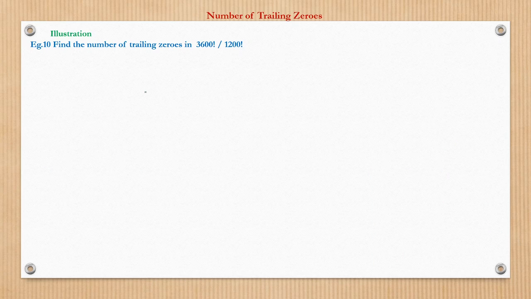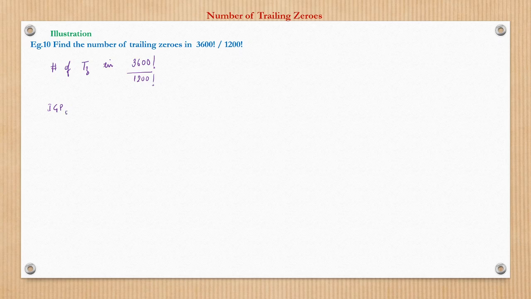Now again we have to find the number of trailing zeros here. So let us see how to move ahead. Number of trailing zeros in 3600 factorial upon 1200 factorial, right? So for trailing zeros we should be concerned with 5 only, because there will be many twos, but the number of 5s we have, the same number of 0s we can have, right?